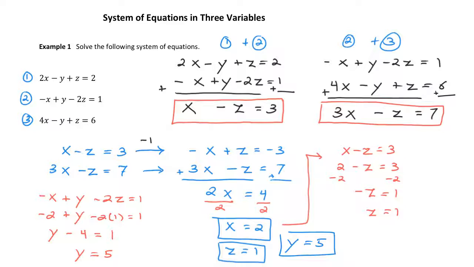So now we're done. These three numbers should make all three equations true at the same time. So we don't have to really plug that in to check, but you could if you'd like to verify your answer. And this is the final solution: x equals 2, y equals 5, and z is equal to 1.